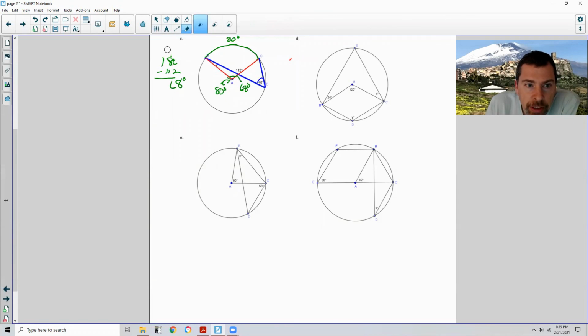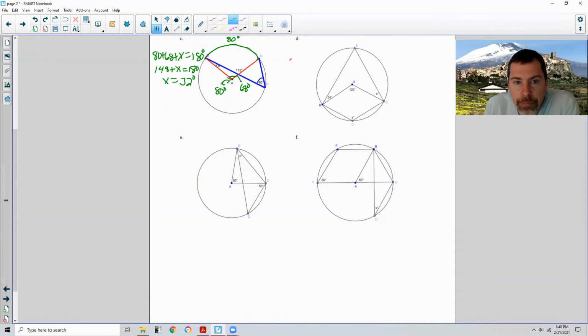And then we'll use the triangle sum theorem to finish this. So 80 plus 68 plus x equals 180 degrees, because this angle and this angle and this angle are in this triangle A, B, and whatever this point is here. 80 plus 68 is 148 plus x equals 180. So therefore x equals 180 minus 148, which is 32 degrees.